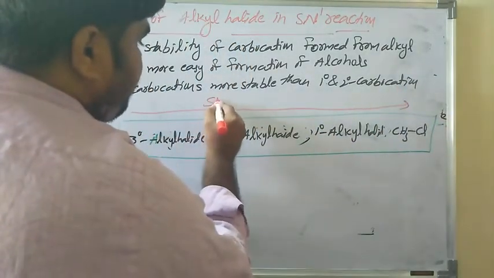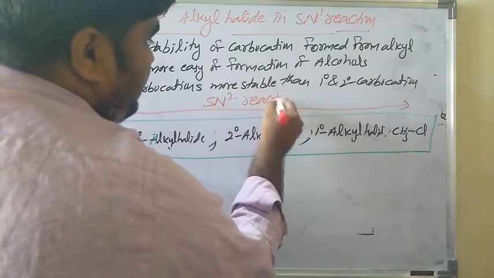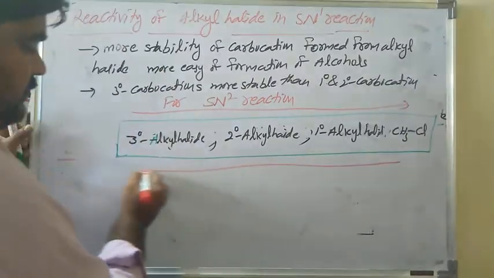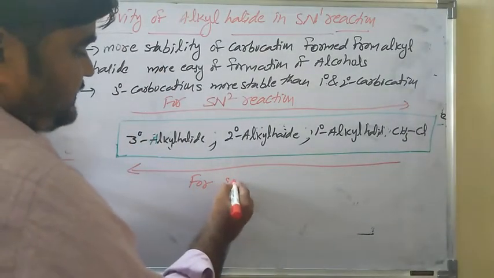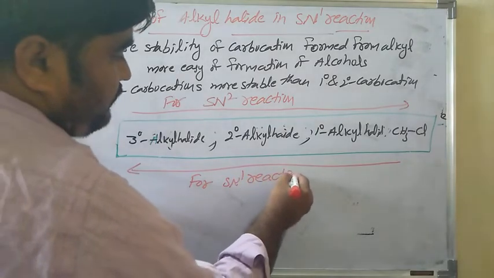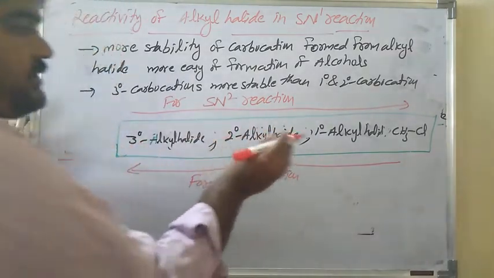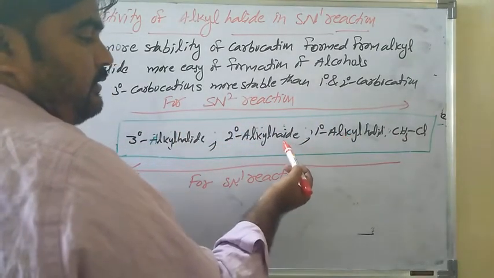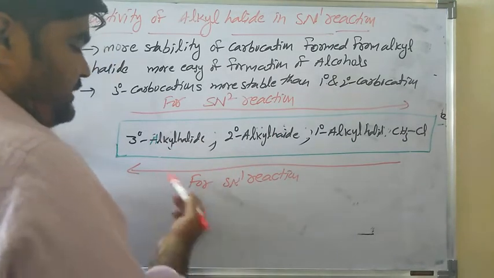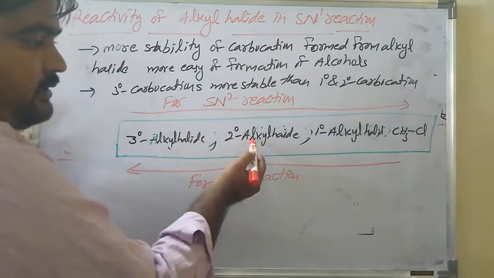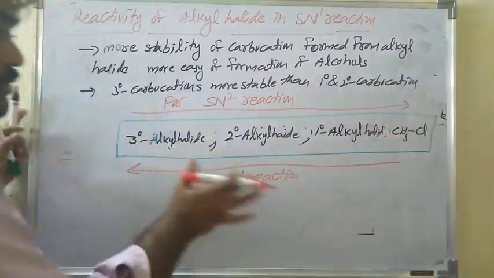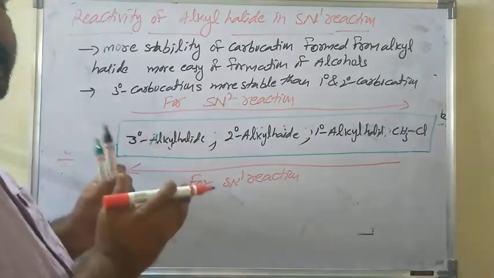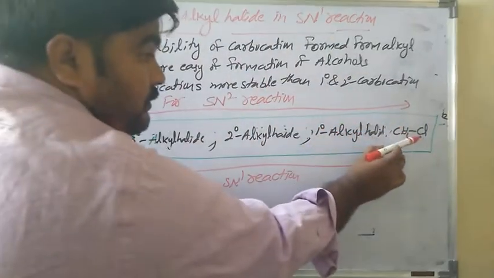For SN2 reaction, more reactive is from right to left. For SN1 reaction, more reactive is from left to right. For SN2 reaction, methyl chloride is more reactive than primary alkyl chloride, then secondary alkyl, then tertiary. But for SN1 reaction, tertiary alkyl halide is more reactive than secondary alkyl, then primary, then methyl chloride. So it is completely reverse. In SN2 reaction, methyl chloride is more reactive.